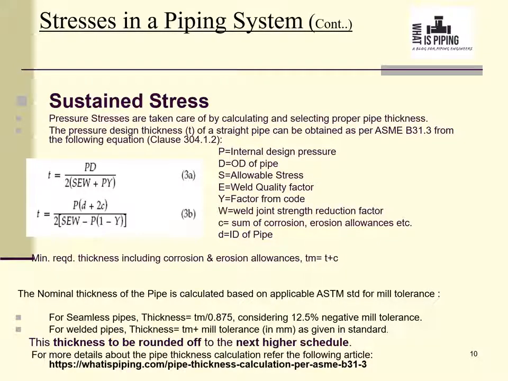Now, once this pressure design thickness T is calculated based on these equations, we have to add the corrosion and erosion allowances with this T to get Tm. This is the minimum required thickness considering corrosion and erosion allowances. Next, we have to add the manufacturer's tolerance, also known as mill tolerance, with this Tm value. For seamless pipes, normally 12.5% negative mill tolerance is considered. So by dividing Tm by 0.875, we can get this value.